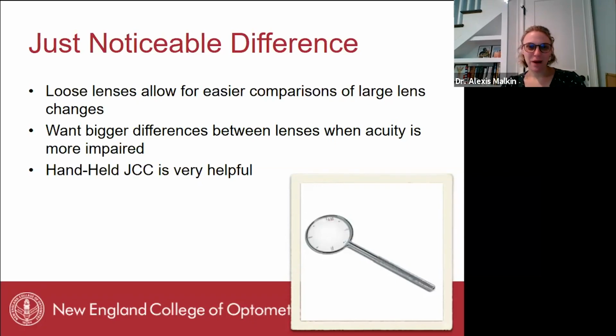If you're going to try to change by a diopter in each direction in the phoropter, it's a little bit more cumbersome, whereas if you can pick up a trial lens, it's much, much easier. You also want bigger differences between lenses when the acuity is more impaired. I love my handheld JCCs. I use plus minus a quarter, plus minus a half, and plus minus 1 pretty regularly in my clinic. I do get large shifts in astigmatism correction and can really help the patient refine their axis more comfortably than if I'm only doing those plus minus quarter changes in the phoropter.